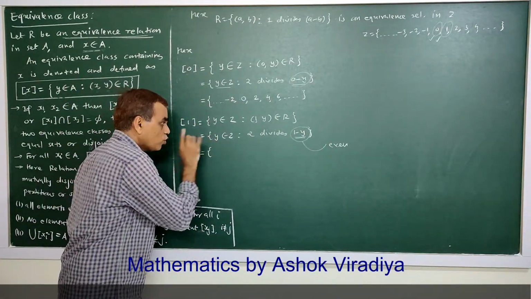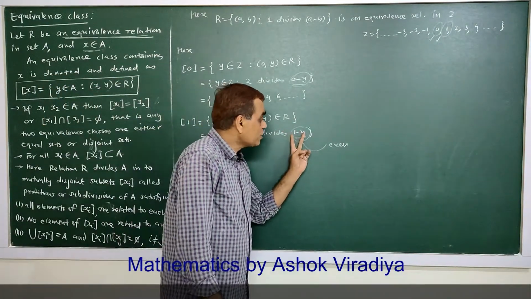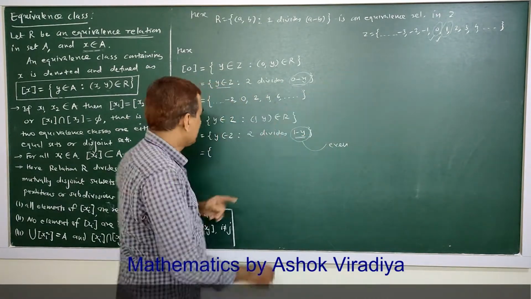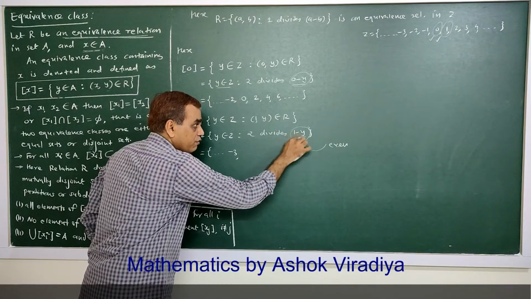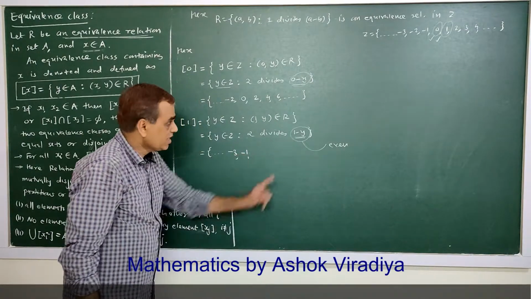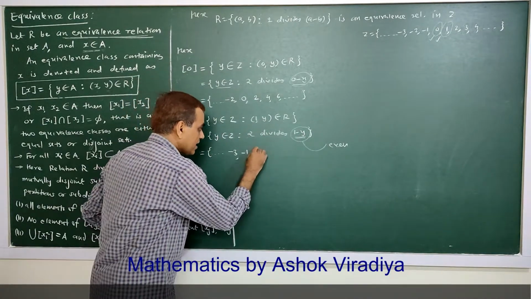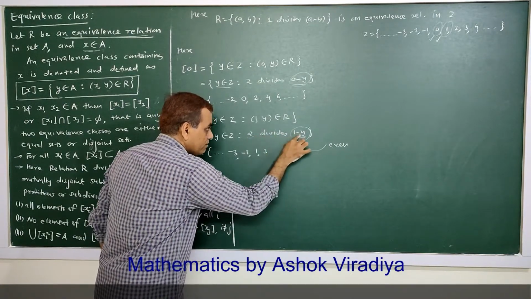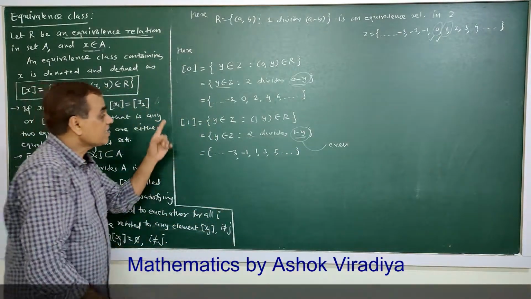So let me take all those y from Z. Now see, 1 minus y is even if y is odd. So taking odd numbers, so odd numbers are minus 3. If you keep here minus 3, then 1 minus minus 3 is 4. So 2 divides 4. Then after minus 3, take minus 1. If you put here minus 1, then 1 minus minus 1 is 2. 2 divides 2. Then take 1. If you take 1, so 2 divides 1 minus 1. Put here 3, 2 divides 1 minus 3. Then put 5. So this is the set of elements which are related with 1.